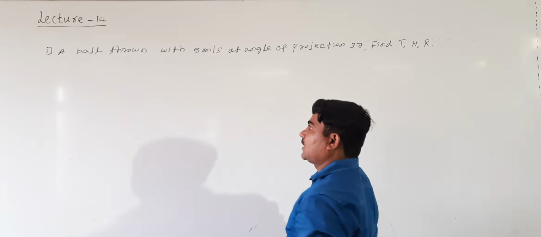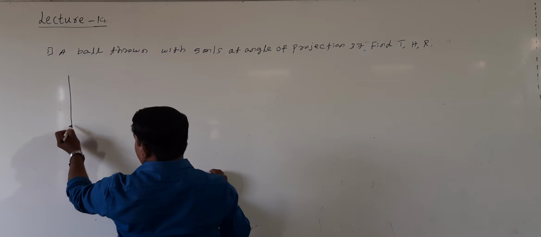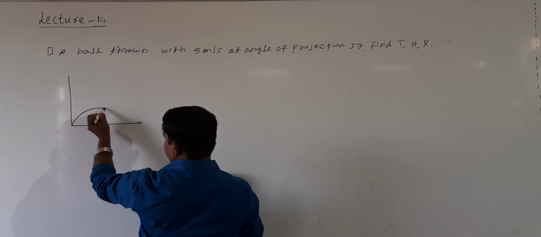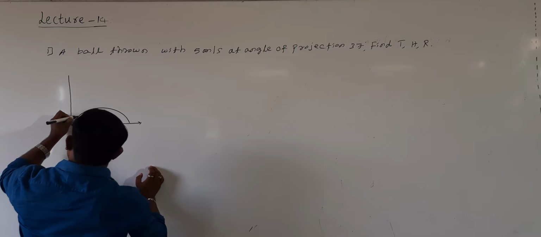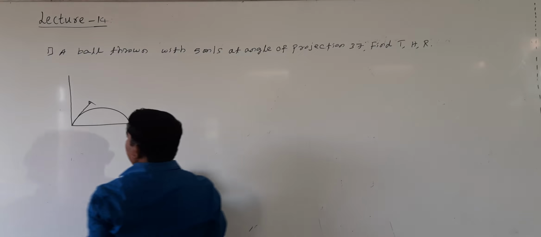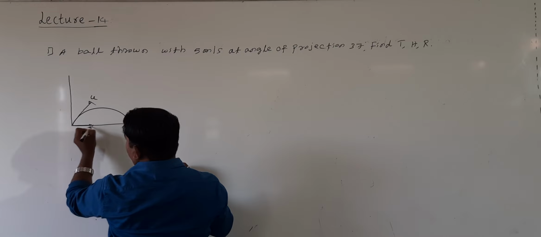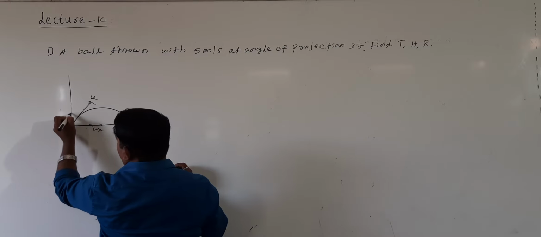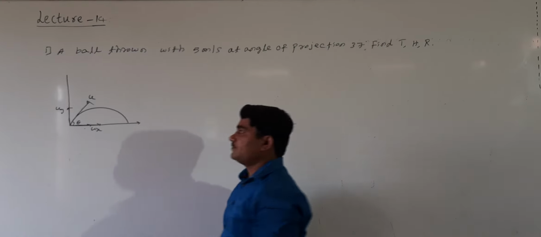Right students? I will take this as a projectile. This projectile is projected like this. This is the initial velocity u. This can be resolved into components as ux, and the second component uy. This is the angle of projection theta.